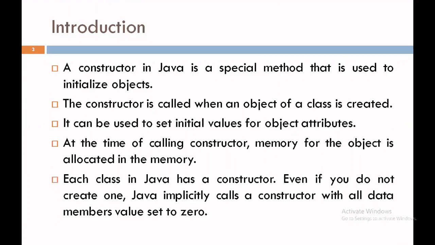If we do not create a constructor, that means each class in Java has a constructor. Even if you do not create one, Java implicitly creates a constructor, with the data member values set to 0. So this is the constructor in Java. And when we declare a constructor in Java, there are some different types of constructor which are available in Java. So this is about the constructor in Java.